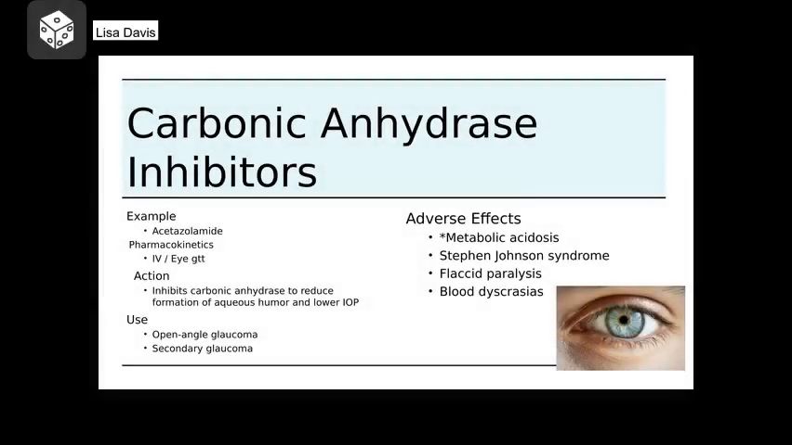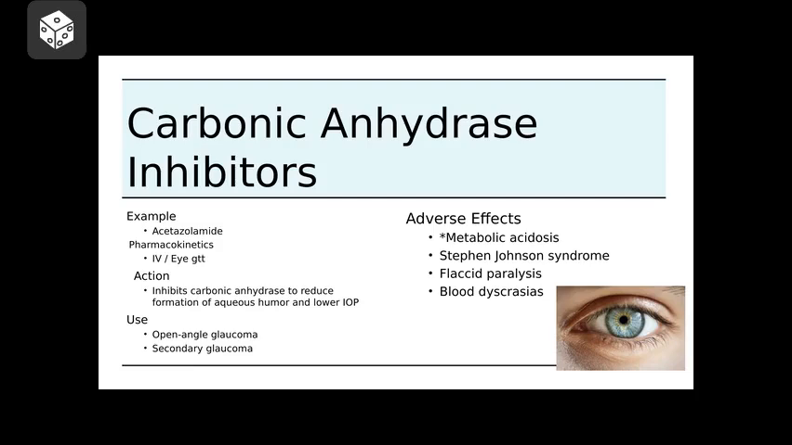All right, our last and extremely weakest diuretic we're going to talk about are the carbonic anhydrase inhibitors, or CAIs. Our example drug is going to be acetazolamide. So acetazolamide has a very mild diuretic effect. It's going to work by reducing the formation of aqueous humor in the eye. So acetazolamide is going to be used to treat open angle glaucoma or secondary glaucoma.